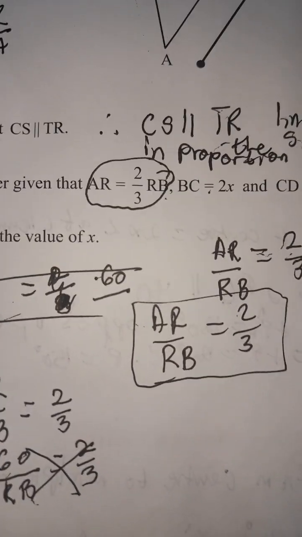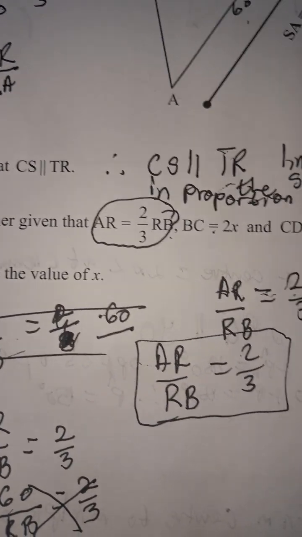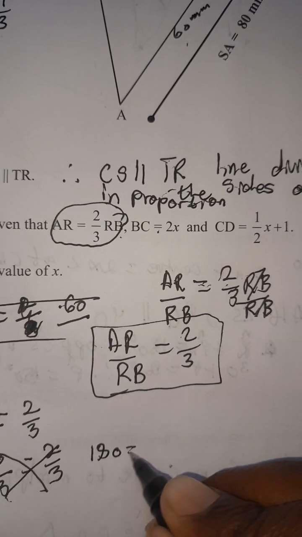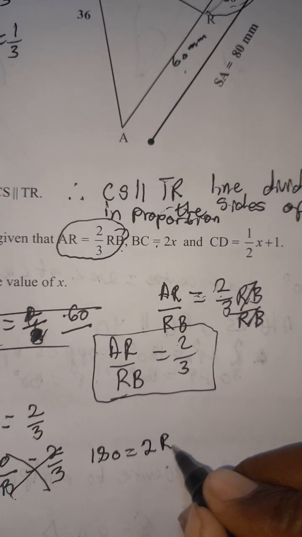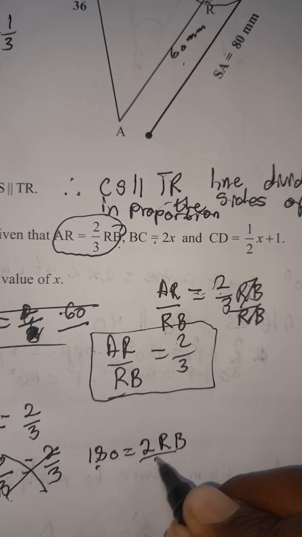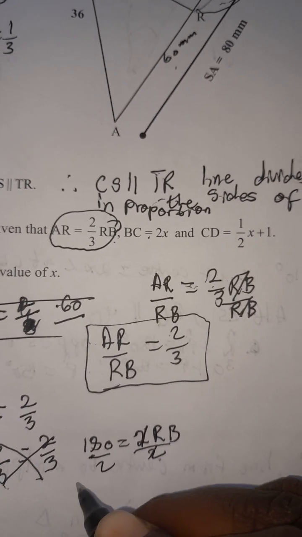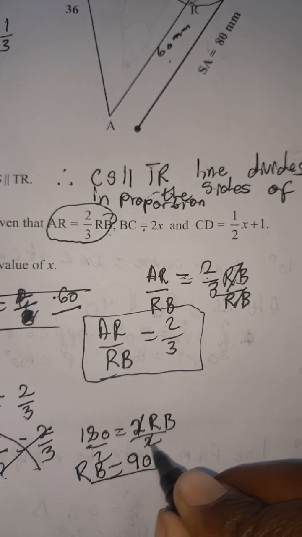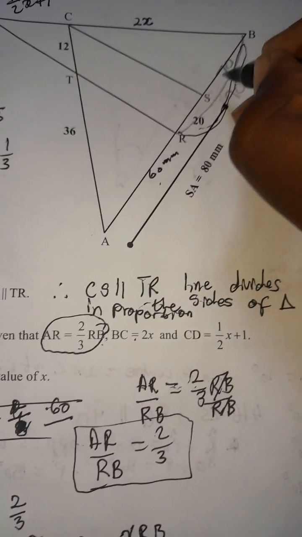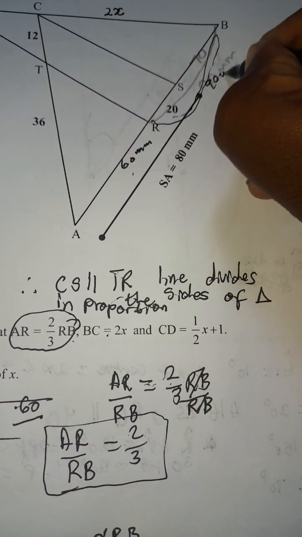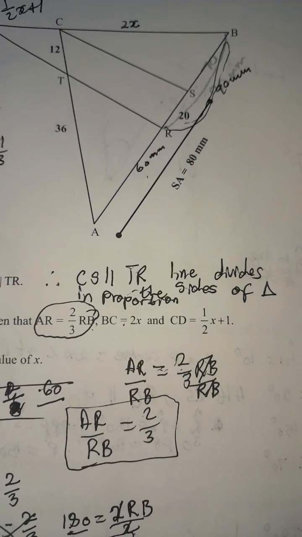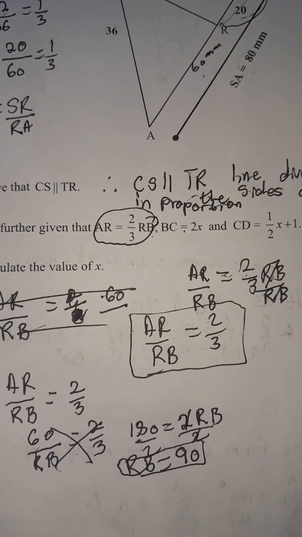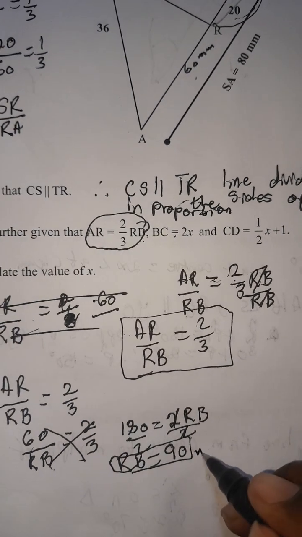Then let's use our calculator there. 60 times 3, that will be 180. 2 times RB, that will be 2 RB. Then I will have to divide everything by 2. This and this cancel. RB is 90, so we can put RB as 90 millimeter. So we said RB is 90 millimeter.